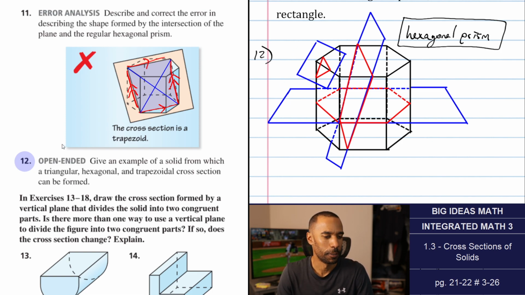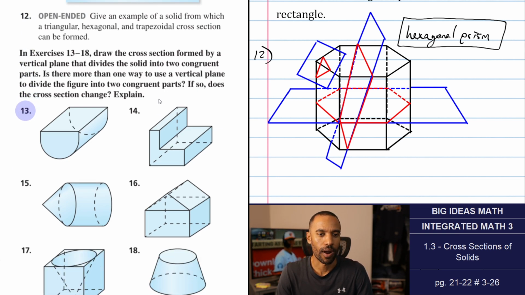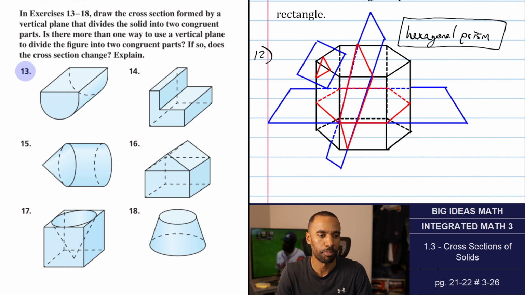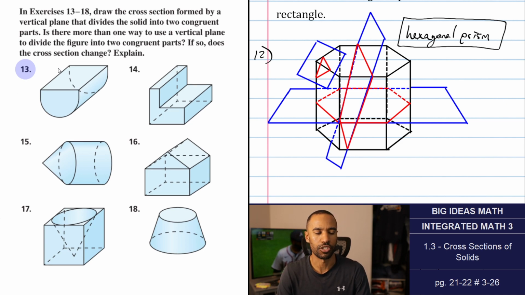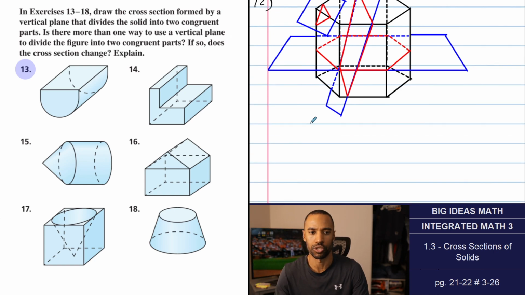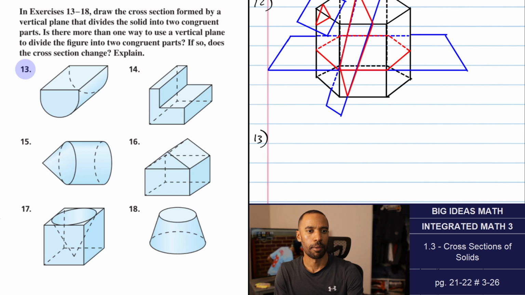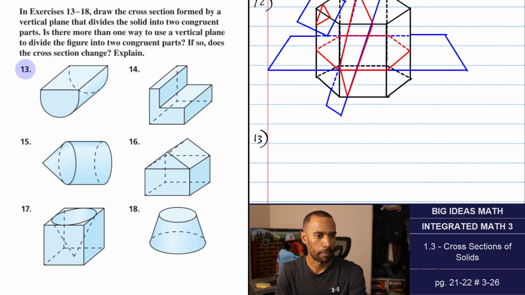Number 13 through 18. Draw, here we go again, the cross section formed by a vertical plane that divides the solid into two congruent parts. Is there more than one way to use a vertical plane to divide the figure into two congruent parts? If so, does the cross section change? Explain. Okay, number 13. This is again a copy paste job here.